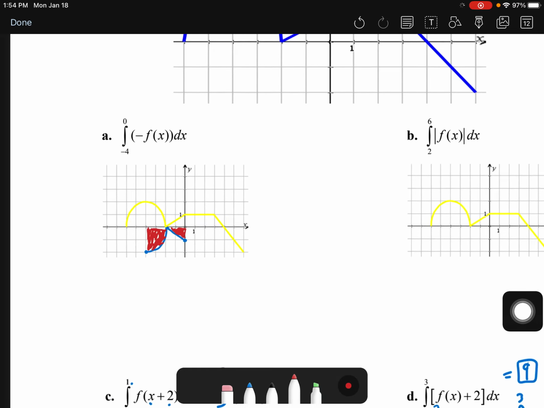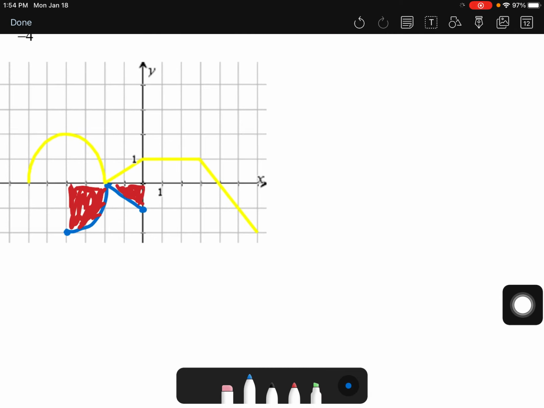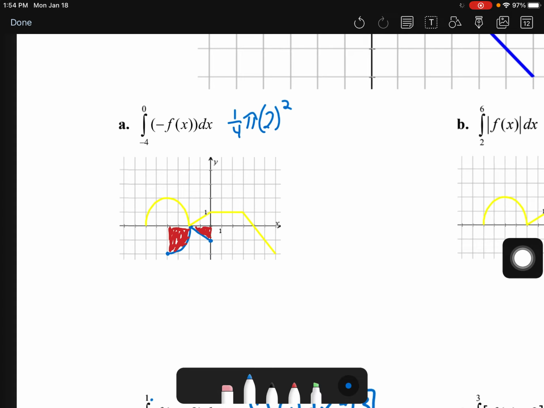Okay, so we can find the area of this. It would just be a quarter circle in this case, so 1/4 pi times radius. Our radius in this circle is 2, so 1/4 pi r squared. And then what we have left, let me zoom in on this a little bit, is this triangle with a base of 2 and a height of 1. The total area for that would be 1/2 base times height, so 2 times 1 times a half, that would just be 1.